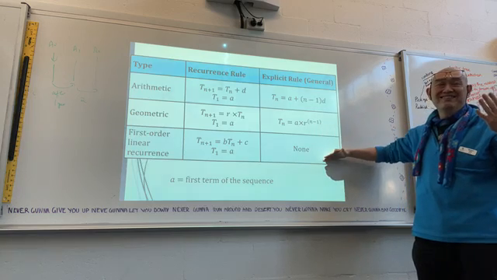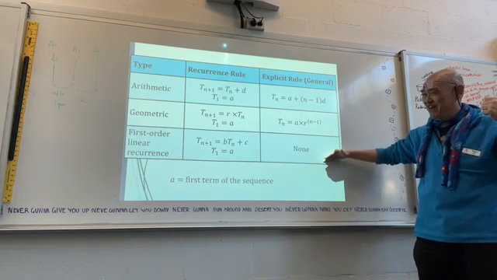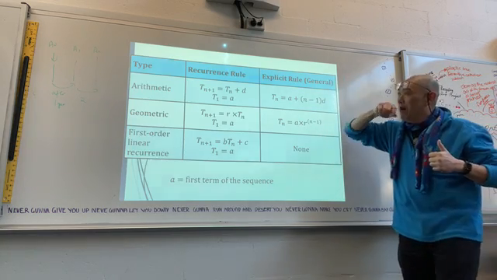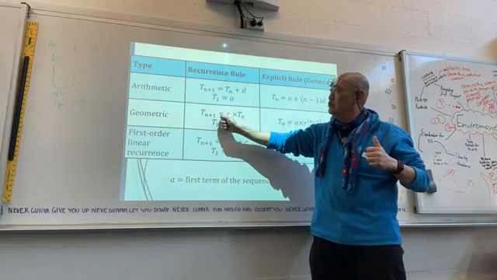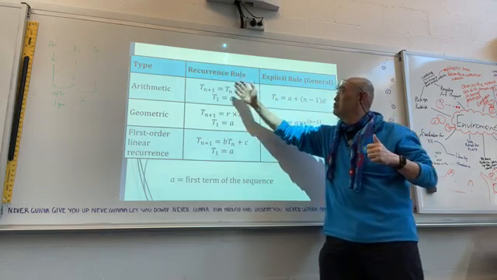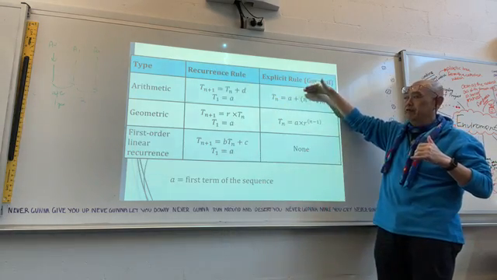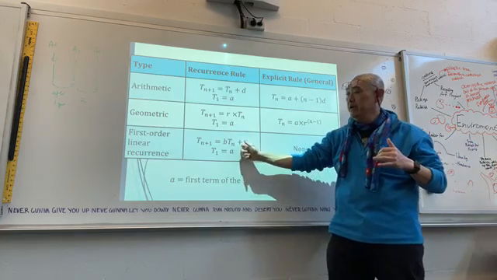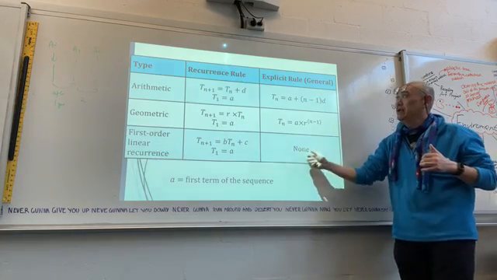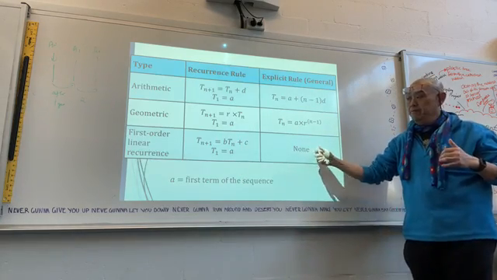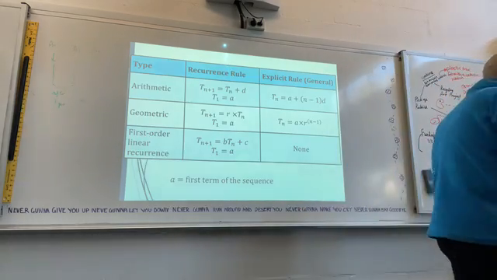Recall all this? Yes? Very good. So now, with arithmetic and geometric, you can write the recurrence rule or the explicit rule or the general rule. Whereas first order linear recurrence, we don't have any explicit rule. Right? Okay, let's move on.